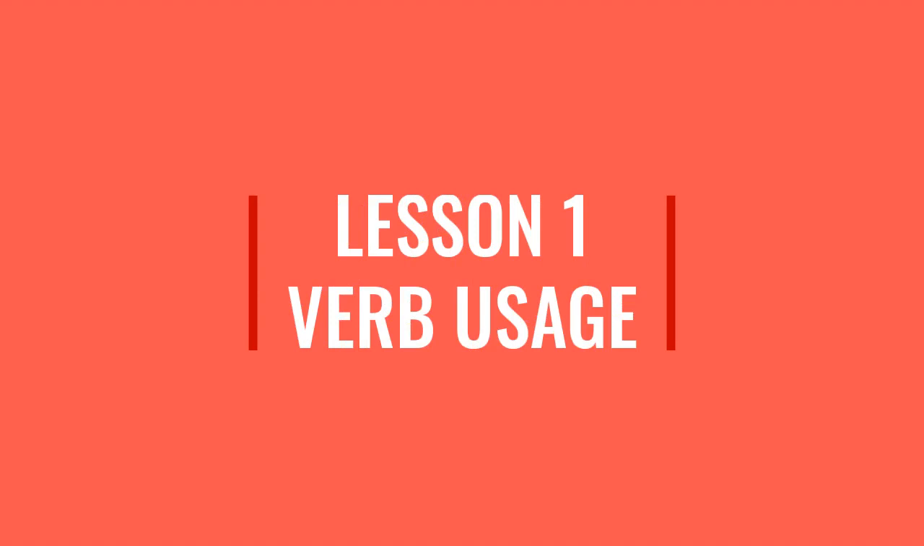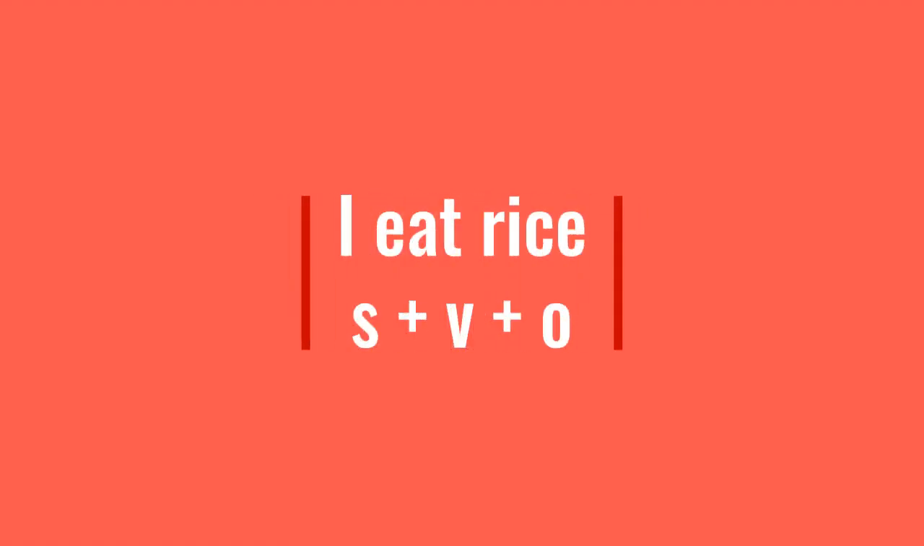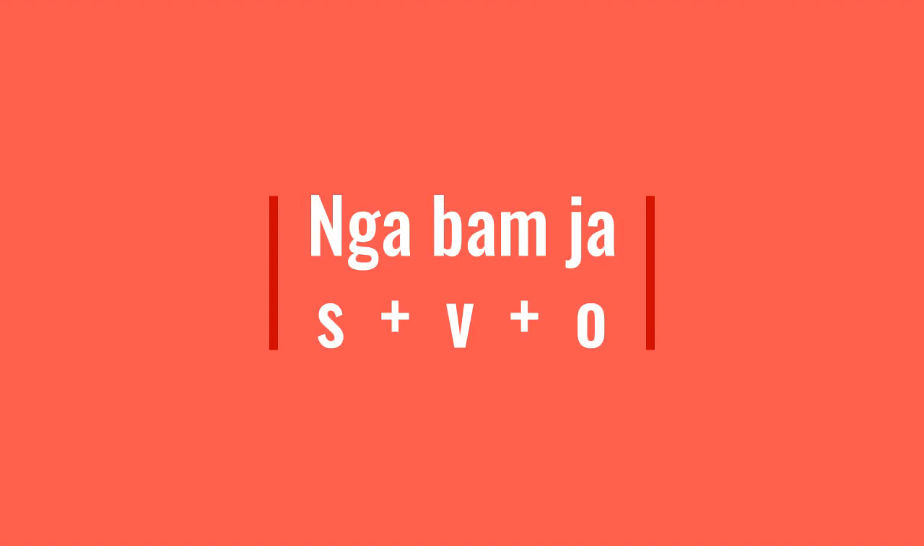Lesson 1. Verb usage. How do you use verbs in KHASI language? For example, in this sentence, I is a subject, eat is a verb, as you know, and rice is an object. In the same way, in KHASI, nga is a subject, means I, bam is a verb, and ja is an object, means rice. So, I eat rice.